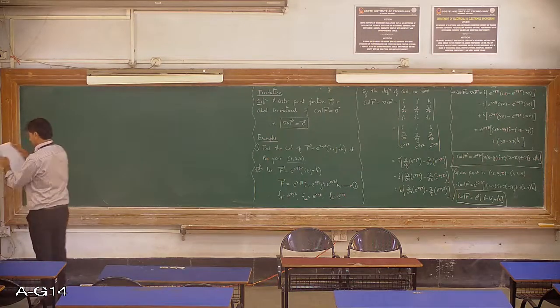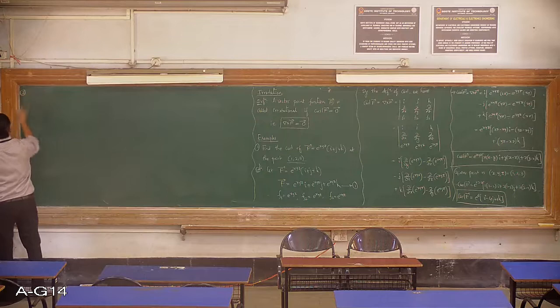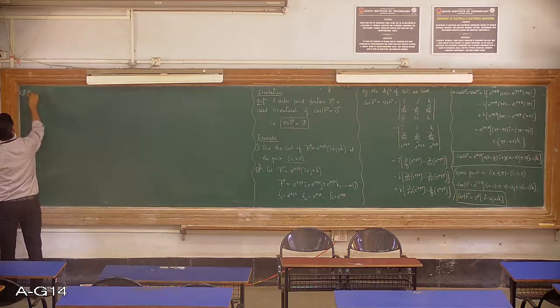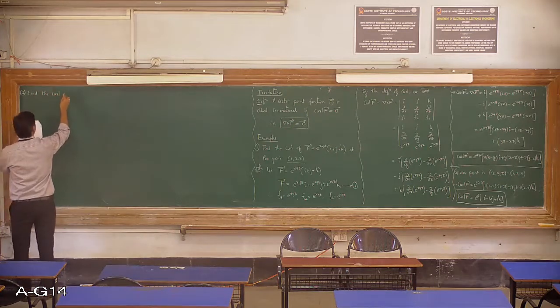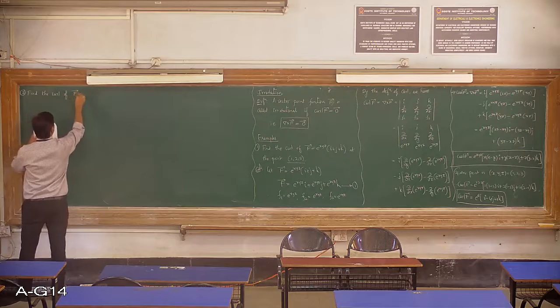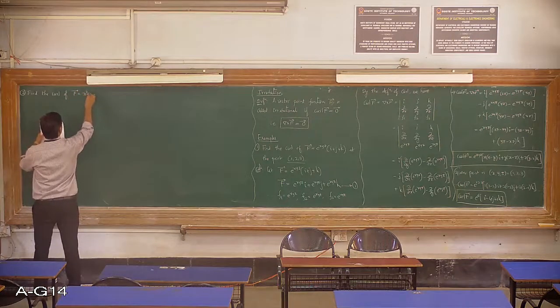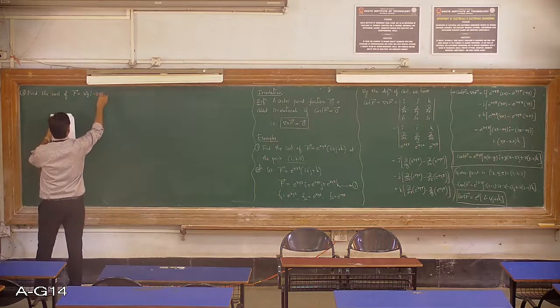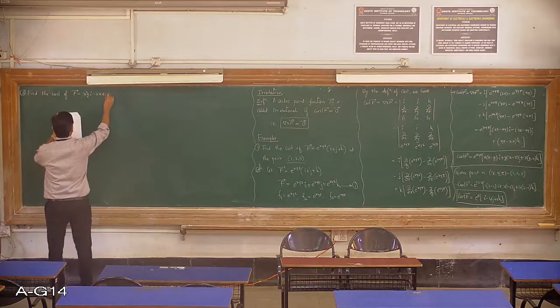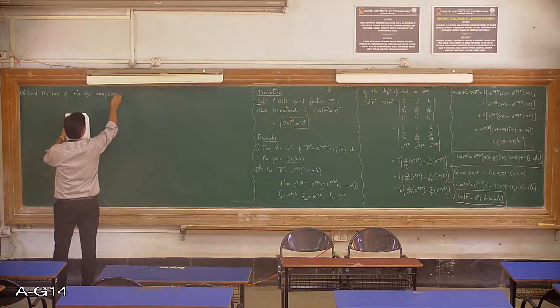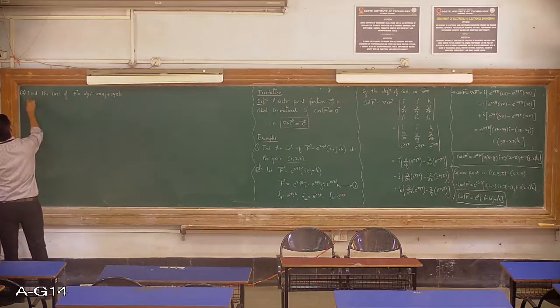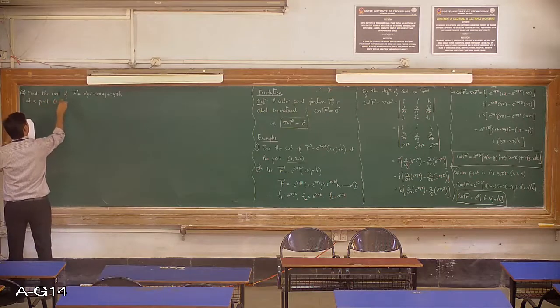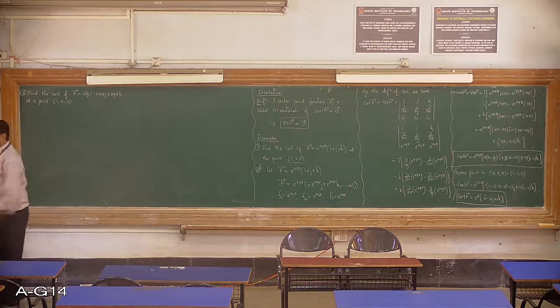The second example here is: find the curl of f equal to x square y i minus 2xz j plus 2yz k at the point (1, 0, 2). Again a similar example. Okay, same thing we need to do.